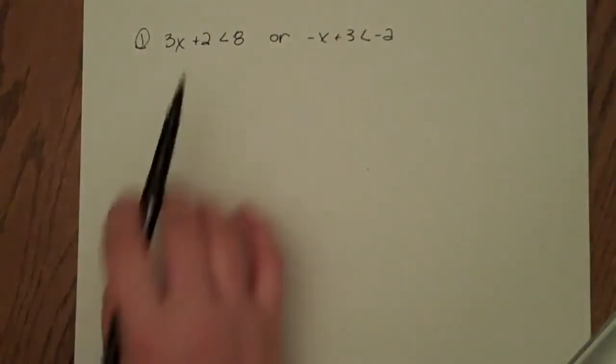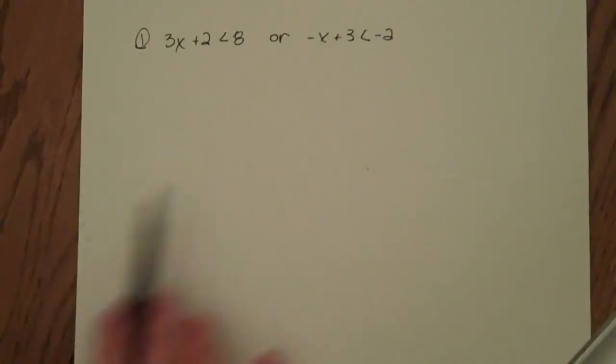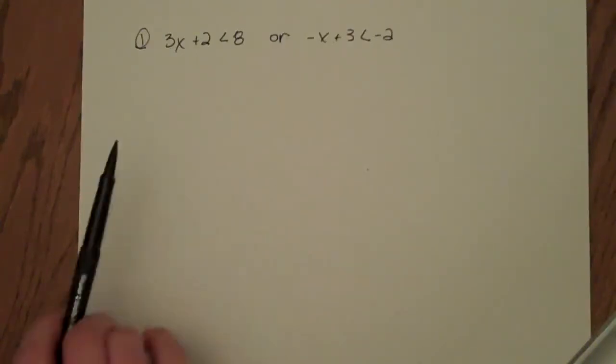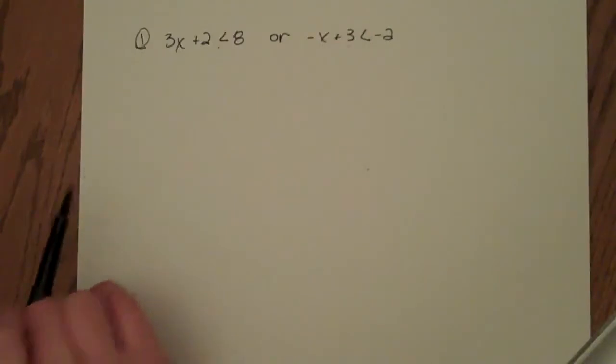So on this one, we actually have two separate inequalities. We know how to solve each of those. They're combined by an OR symbol. Well, the OR symbol we don't need to pay much attention to until it comes time to graph. We're just going to solve each of these separately.